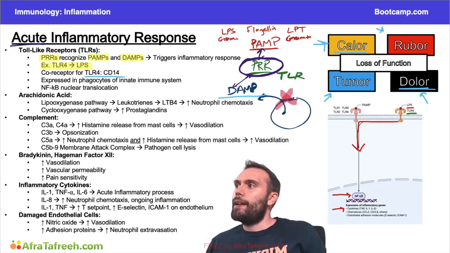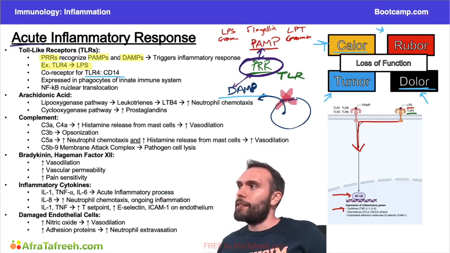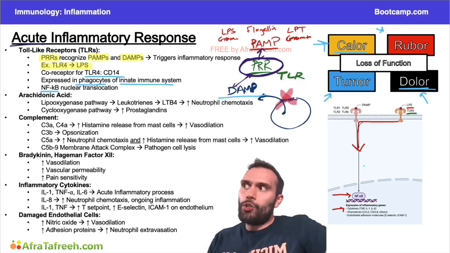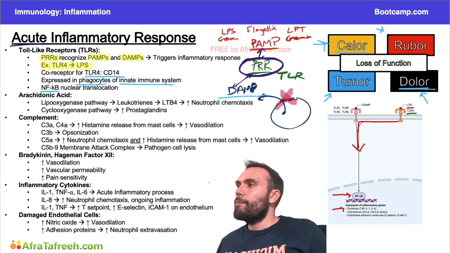The toll-like receptor 4 has a co-receptor known as CD14, and these are expressed, again, in phagocytes of the innate immune system. These are the cells that are going to be looking for these pathogen-associated molecular patterns. And again, this all leads to NF-κB nuclear translocation, as we saw here. And then that translocation is going to stimulate the transcription of a lot of the cytokines that will then trigger the inflammatory response.